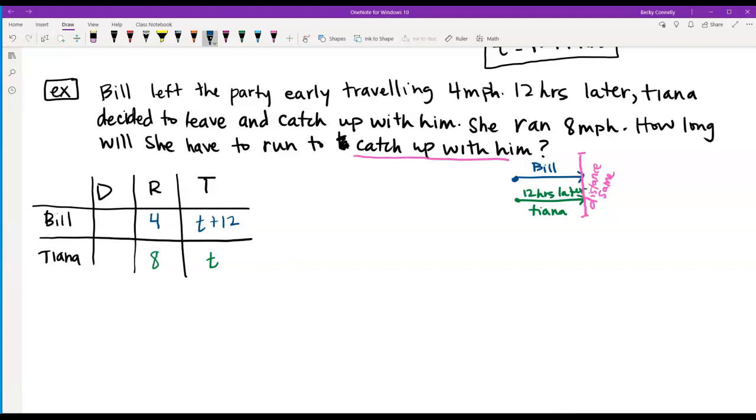Right, so the way I have it set up here is, if t is Tiana's time, the plus 12 is with her friend Bill, because he left 12 hours earlier than she did. So he had a 12-hour head start, and that's why we've got to put the t plus 12 there. Could we have put t for Bill and then t minus 12 for Tiana?